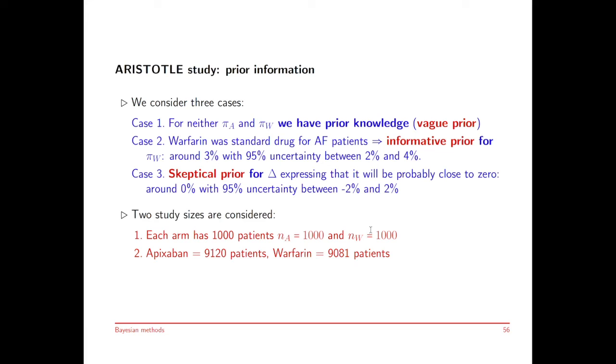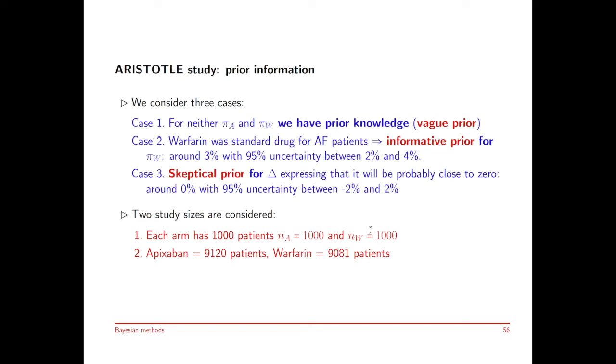Second, in the second case, we used an informative prior for warfarin, with the reasoning that warfarin was a standard drug for many years for atrial fibrillation patients. So why should we ignore that information? We found that the primary outcome is around 3% for warfarin atrial fibrillation patients, with 95% uncertainty between 2 and 4%.